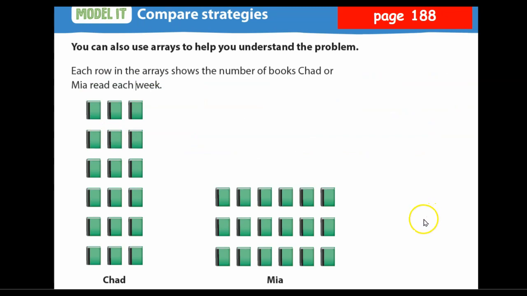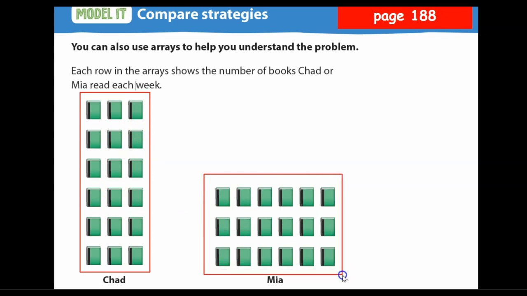Or just like we did, I gave you the example, we could do arrays. Okay. Chad had 6 weeks with 3 each, so I need 6 rows with 3 in each row. Mia had 3 weeks and she read 6 books in each week. Okay. So she has 3 rows with 6 in each.